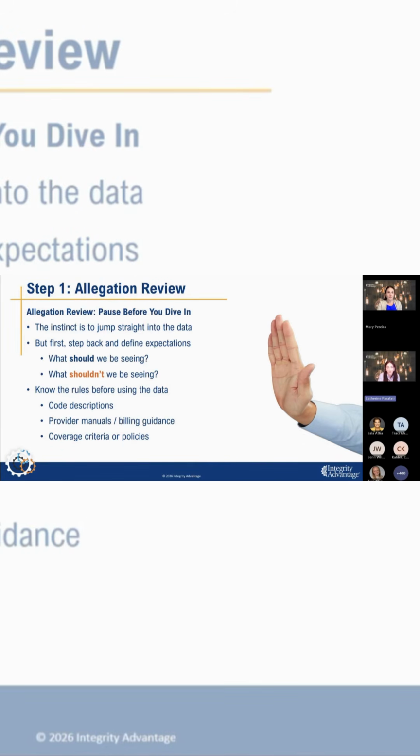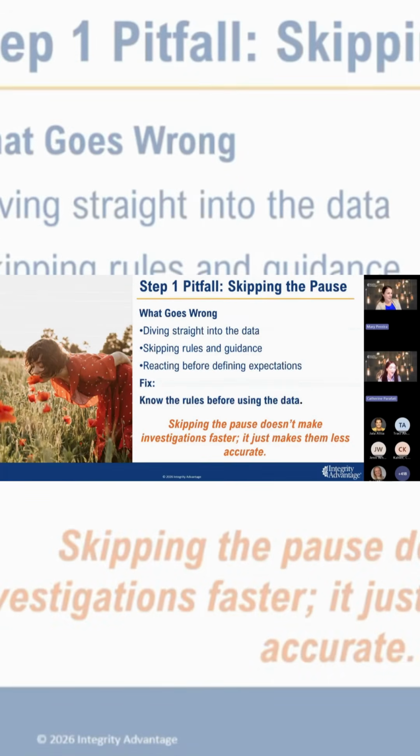Really knowing the rules of what you're working with, the allegation, the provider specialties, is really helpful. So code descriptions: sometimes a CPT code description will give you a black and white of what they can bill, what they can't bill, time restraints, units, etc. Provider manuals and applicable billing guidance. And then if you have any specific coverage criteria or policies, those are all really great places to take the pause.